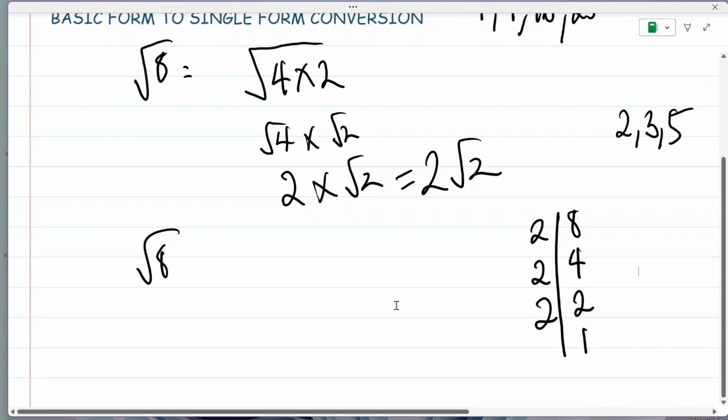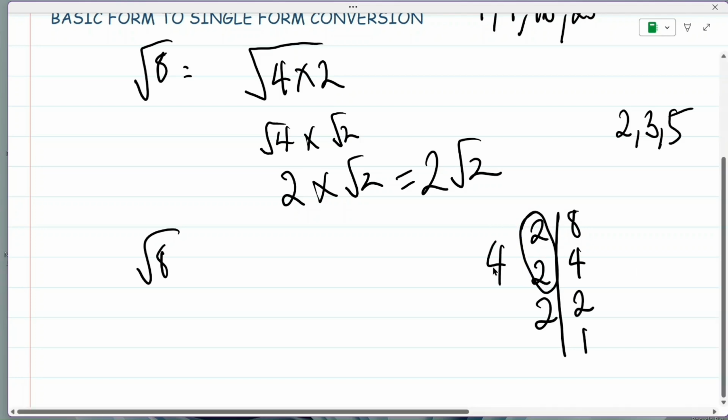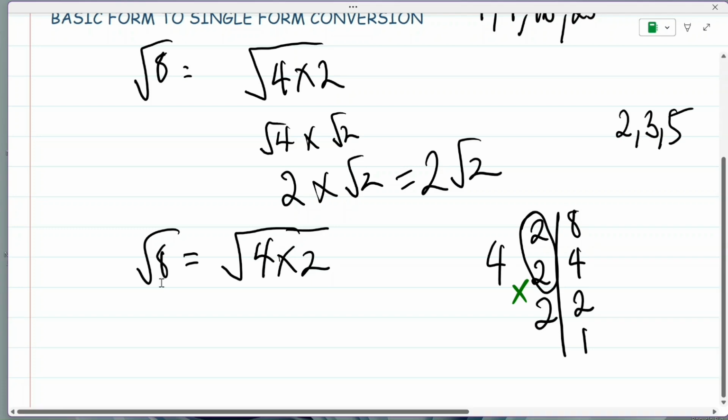And when we're trying to convert it, you have 2 here and you have 2 here. If you have two same numbers, you group them as one. Then you multiply these 2. 2 times 2 is 4. So you have 4 as a perfect square, then you have it times 2. So we can say 8 is 4 times 2. Therefore you have root 8 as square root of 4 times 2. We've broken down root 8 into root 4 times 2, where we have 4 as our perfect square.